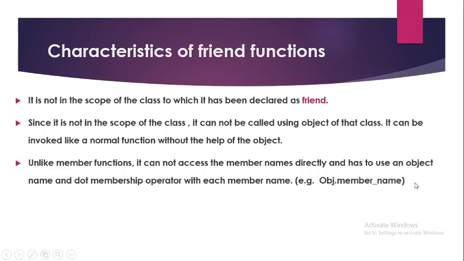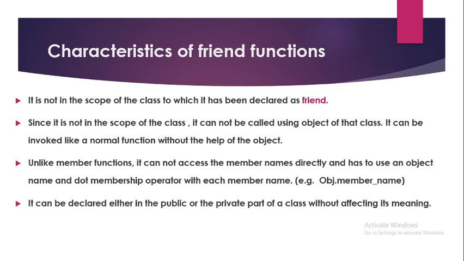So just like if any friend wants to use my mobile to play a game, he has to take permission from me. Just like object name and the dot operator, my mobile is not directly accessible to my friend. He has to take permission from me, just like that. So object name, dot operator, then the member name. In this way only the access is possible within the friend function.